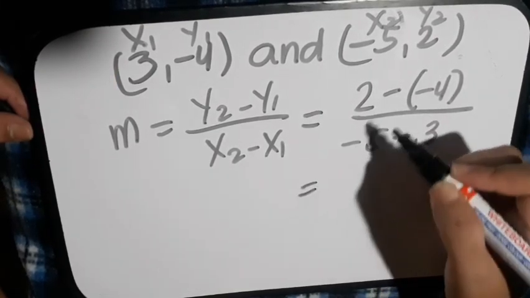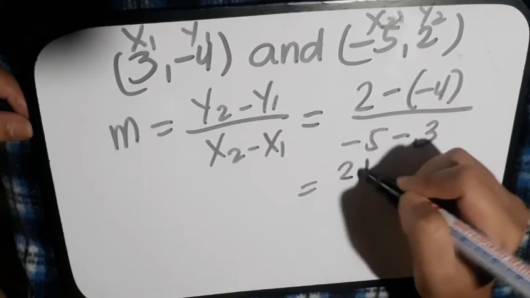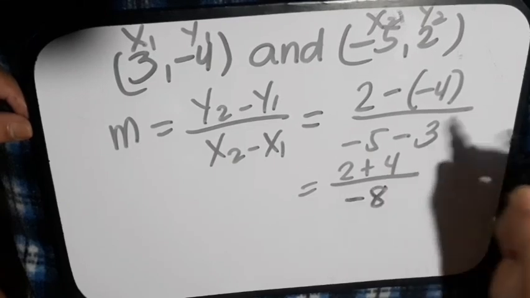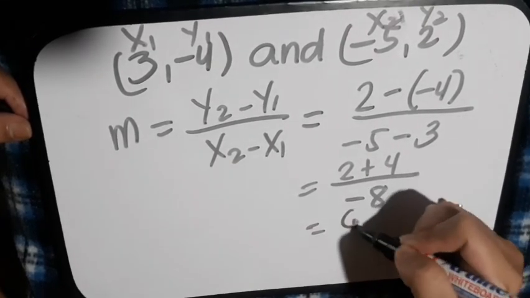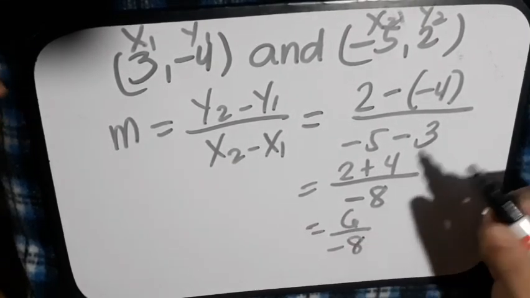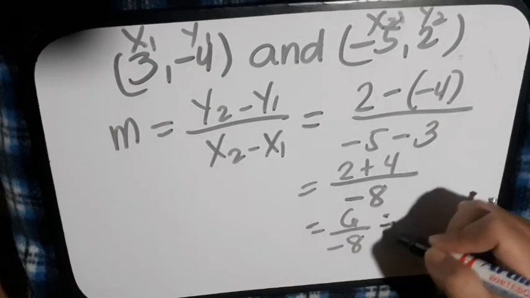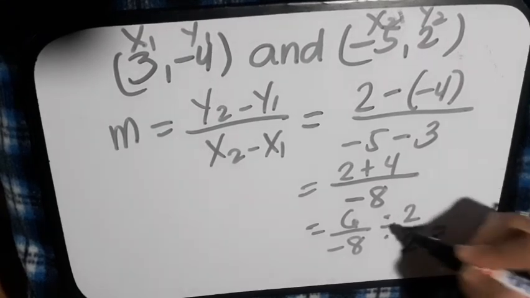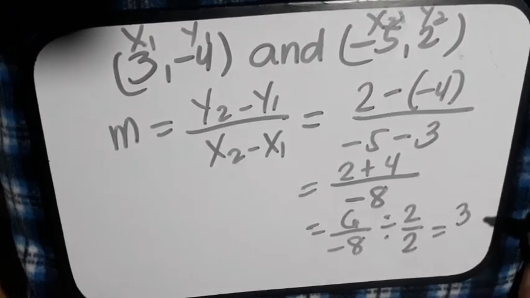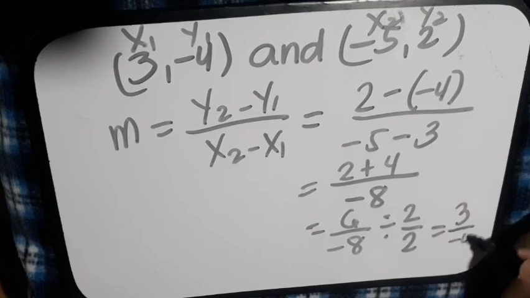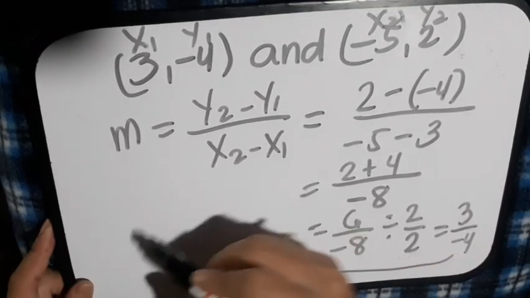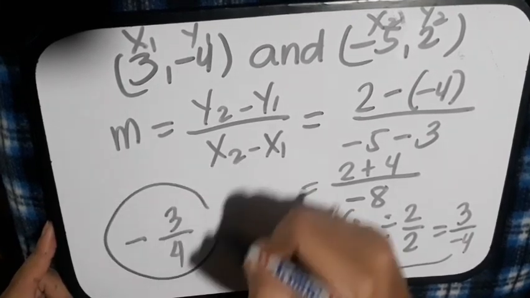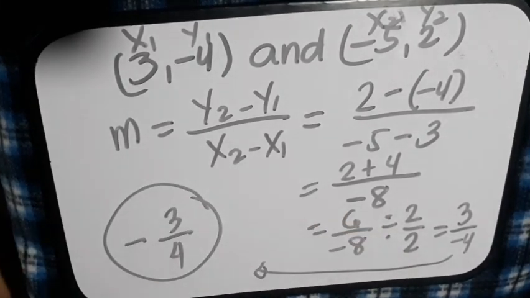Then simplify. 2 minus negative 4 is the same as 2 plus 4, over negative 5 minus 3 is negative 8. So 2 plus 4 is 6 over negative 8. Now we can simplify this by dividing both by the greatest common factor, which is 2. So 6 divided by 2 is equal to 3. Then negative 8 divided by 2 is negative 4. We can rewrite it as negative 3 over 4. And that would be the slope of our points.